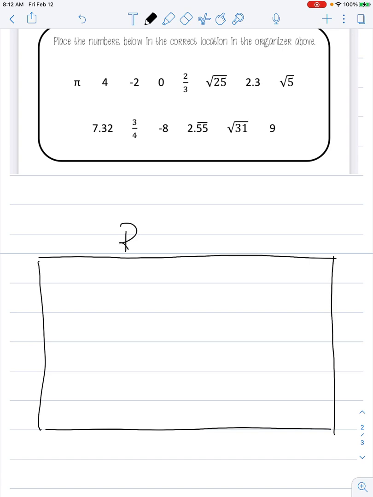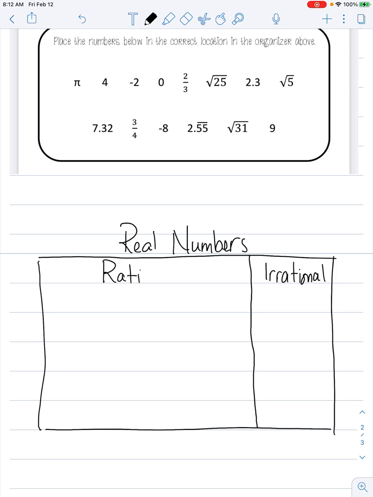So this entire rectangle represents the real number system. So up above it, write real numbers. And then I want you to split it right here. This is going to be your irrational numbers. And the big one on the left will be our rational numbers.